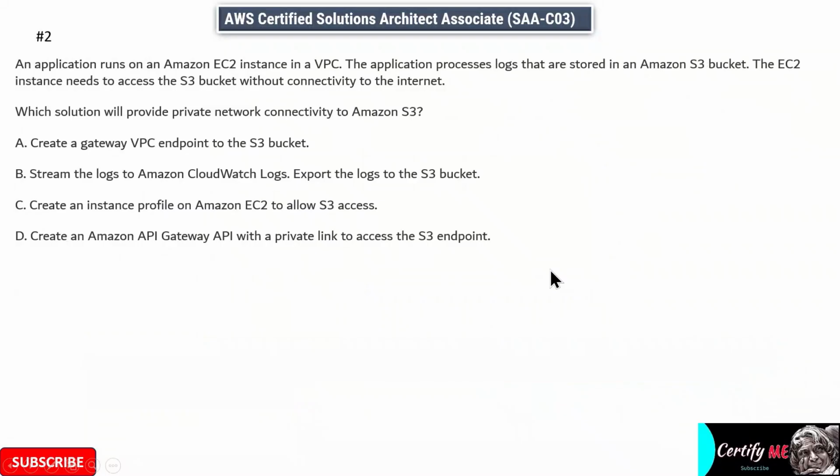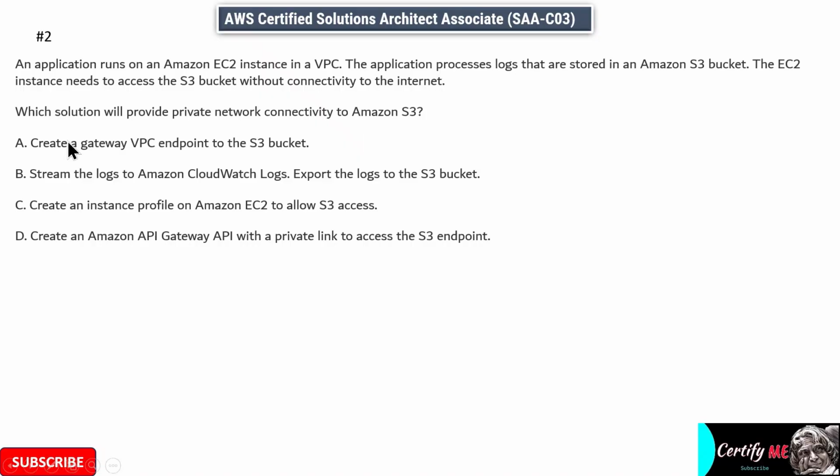Second question, an application runs on an Amazon EC2 instance in a VPC. The application processes logs that are stored in an Amazon S3 bucket. The EC2 instance needs to access the S3 bucket without connectivity to the internet. Which solution will provide private network connectivity to Amazon S3?